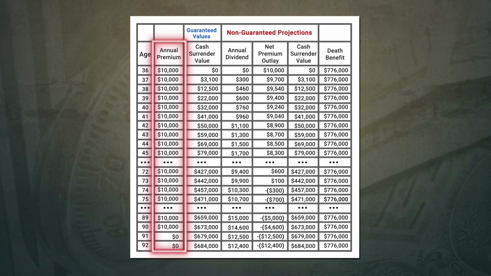Now, this column we see shows the annual premiums that you have to pay. So in order for you to take out this policy, in order for the life insurance company to be on the hook for giving your beneficiary $776,000 if you should happen to die, you have to make these annual premium payments of $10,000.